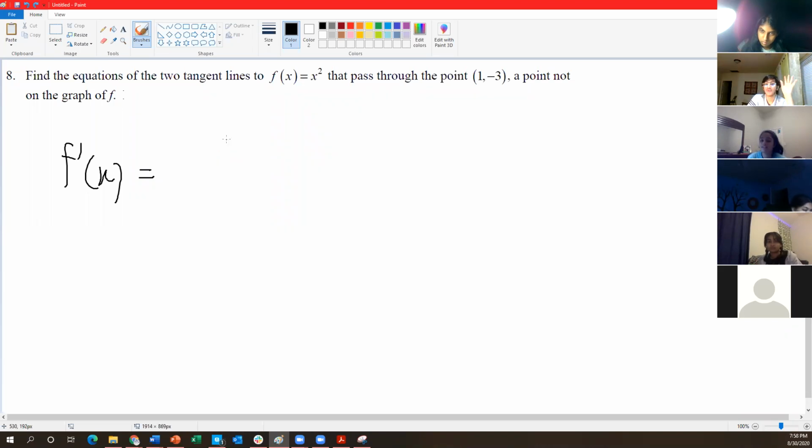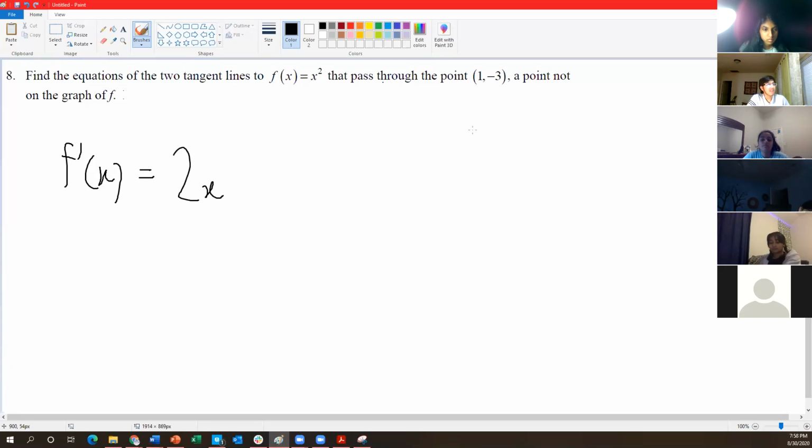But after that, you won't ever have to do that, unless they give you something like prove. Whenever you're doing proofs, you always have to refer to the original definition. So if they tell you prove that the derivative of tan of x is secant squared of x, then you would have to use the limit definition and then show that. All right. Okay. So for this one, f prime of x is 2x.